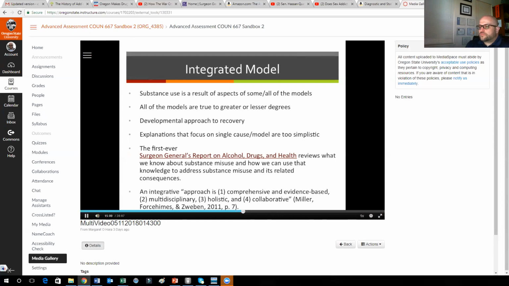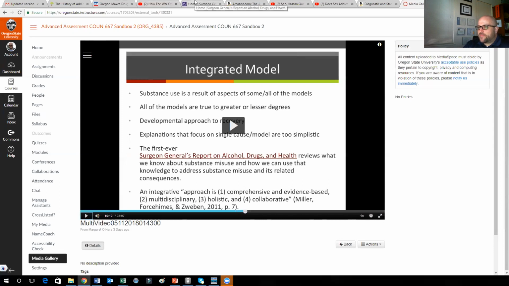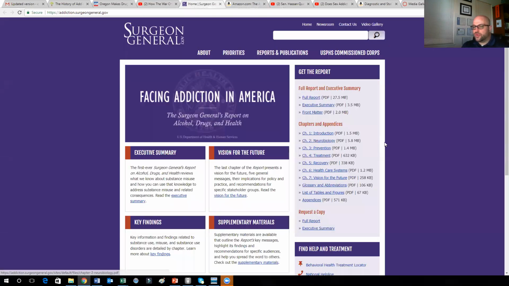We saw the first ever Surgeon General's report on alcohol, drugs, and health, and it reviewed what we know about substance misuse and how we can use that knowledge to address substance misuse and its related consequences. So let's quickly take a look at that Surgeon General's report. It can be found at addiction.surgeongeneral.gov. Here is the page.